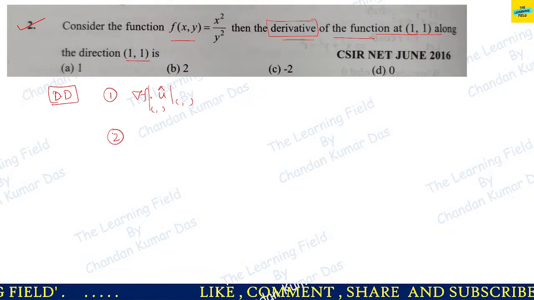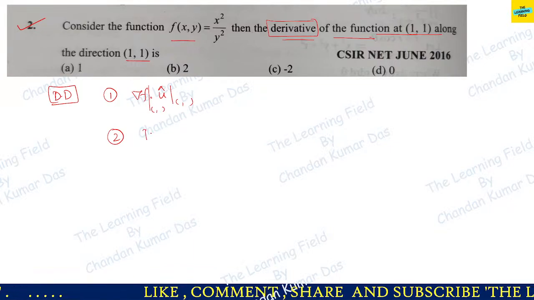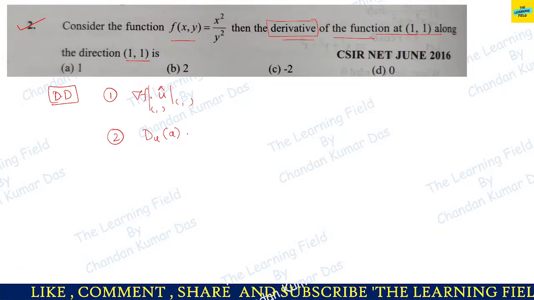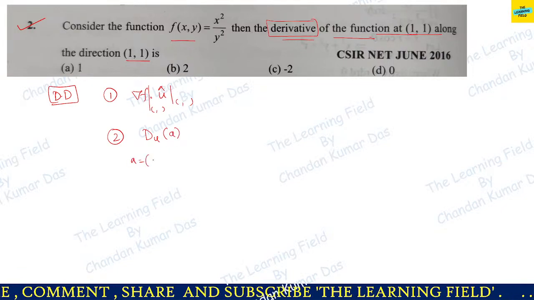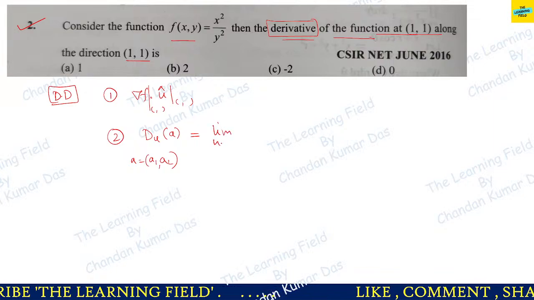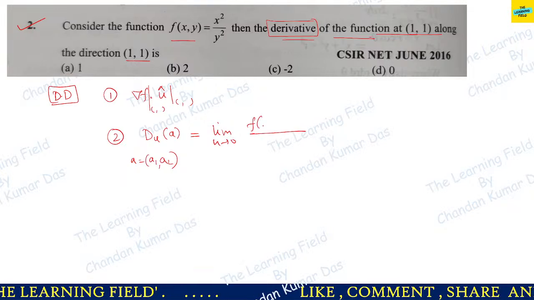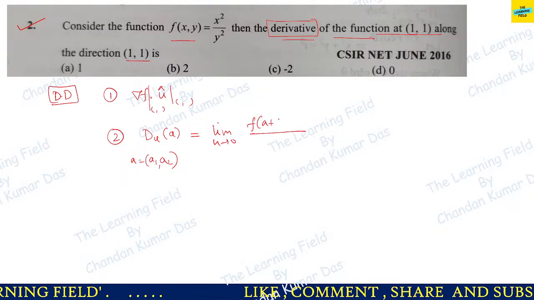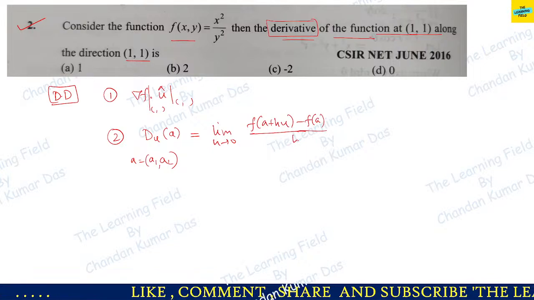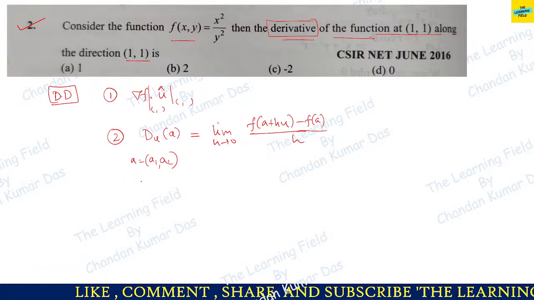And the second formula is from first principles: the directional derivative along the direction u at the point a, and here a is equal to, suppose, a1 and a2. You can think of this as a vector. So this is equal to the limit as h tends to 0 of f of a plus hu minus f of a, divided by h. Okay, now you can apply any of these formulas.